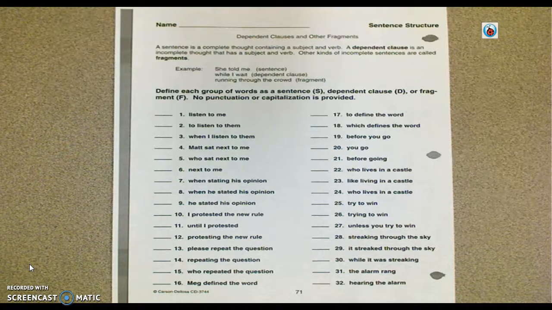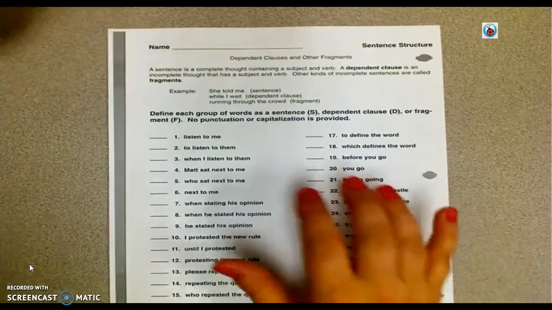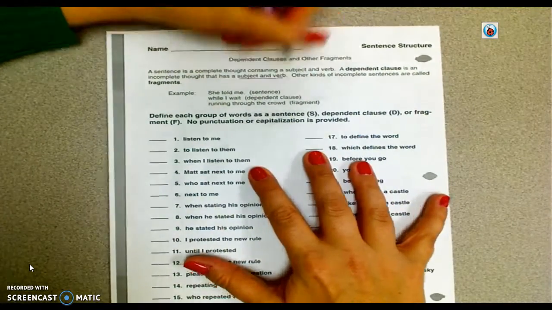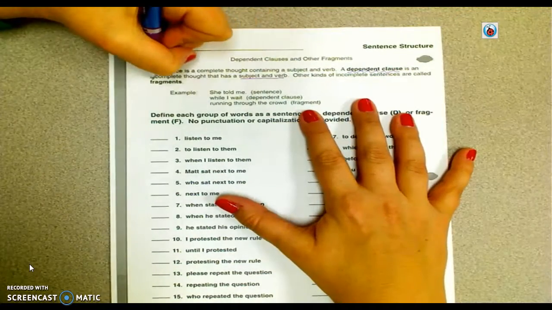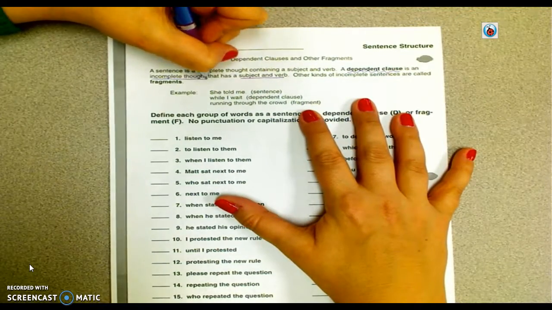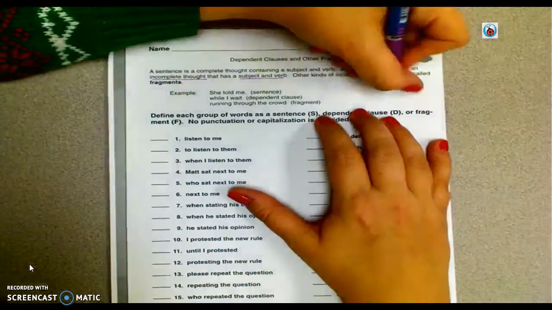So you'll remember that yesterday we talked about independent clauses and dependent clauses. We know that an independent clause is a complete sentence. It has a subject and a verb. It does what it's supposed to do. It tells you everything you need to know. A dependent clause also has a subject and a verb, but it's incomplete. It's dependent on another sentence for it to make sense.